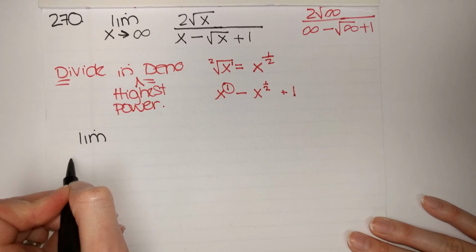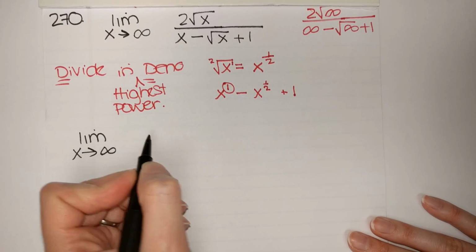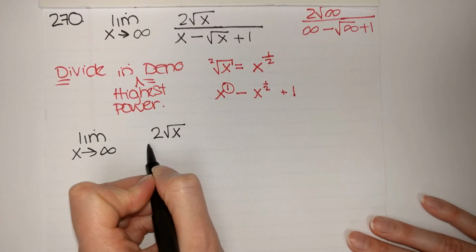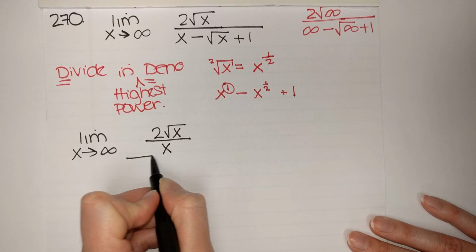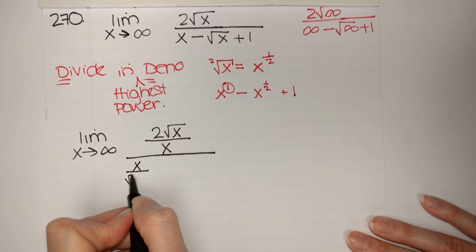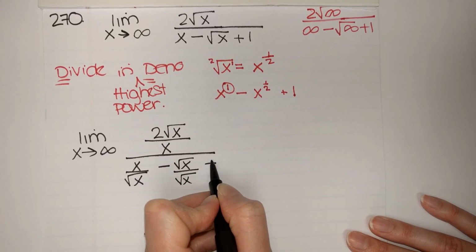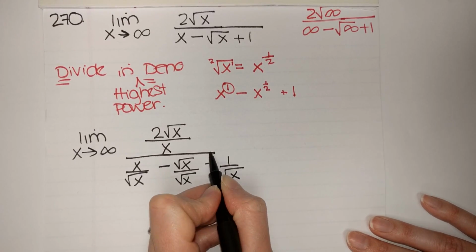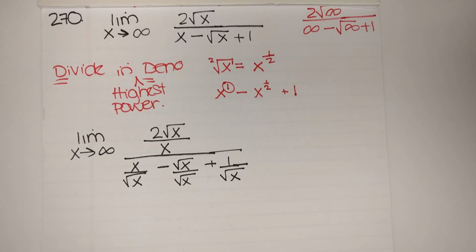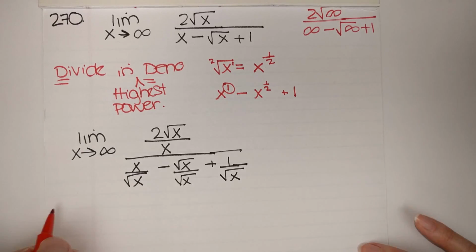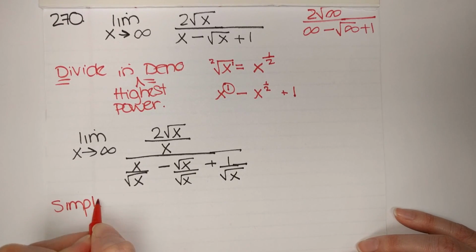All right, so looking at this, we have the limit as x goes to infinity of 2 square root of x over x minus the square root of x plus 1. We can divide that by x: 2 square root of x over x, over x over x minus square root of x over x plus 1 over x. All right, so the next step after we divide, of course, is to simplify.